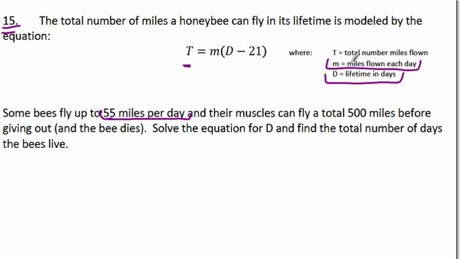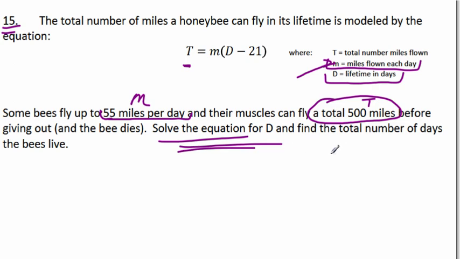That's how many miles per day. So which one is that? Miles flown each day. That's the little m. And their muscles can fly a total of 500 miles before giving out and they die. So that's T. So we have T and we have M. Solve the equation for D and find the total number of days the bees live. All right, so first step. Let's do that down here. T equals M times D minus 21.